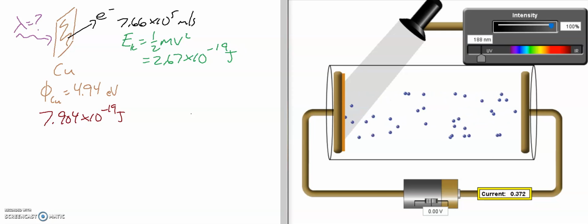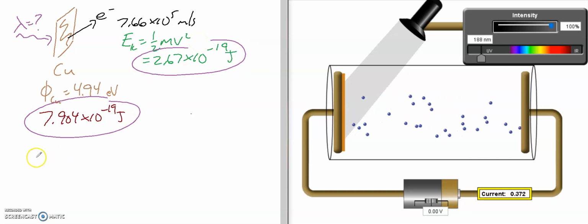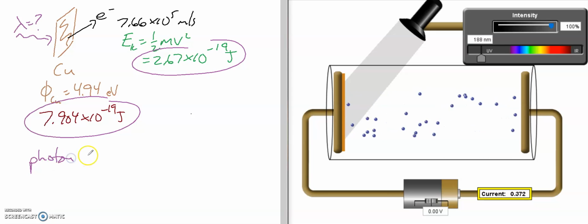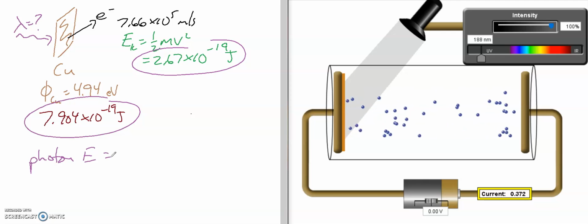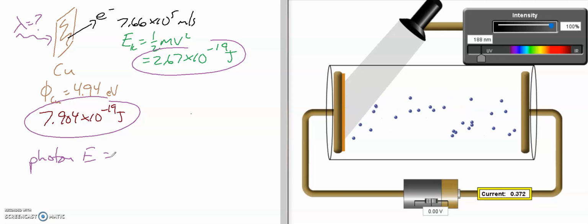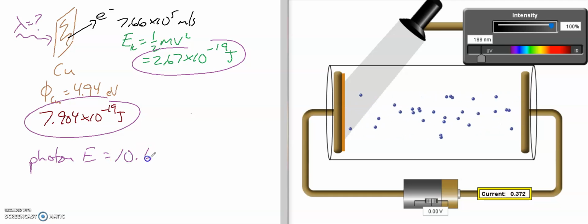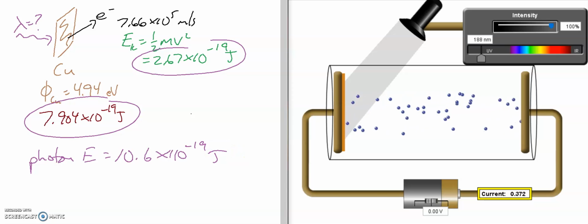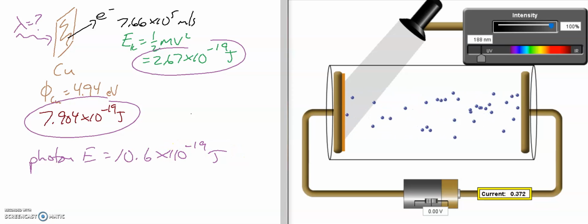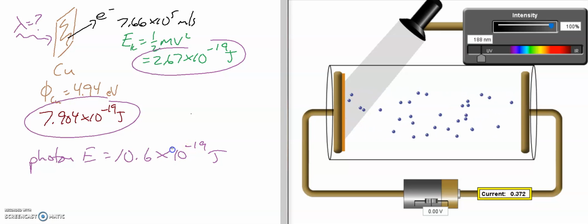So to find the energy of my photon, I just have to take those two and put them together. So my photon energy must be the combination of the two. So I'll take my kinetic energy and add my work function energy, and I'll put those two together. And we're looking at around, we'll round off a little bit, around 10.6 times 10 to the negative 19 joules. Got a little extra one in there. Oops. Get rid of that one. There we go, that's better.